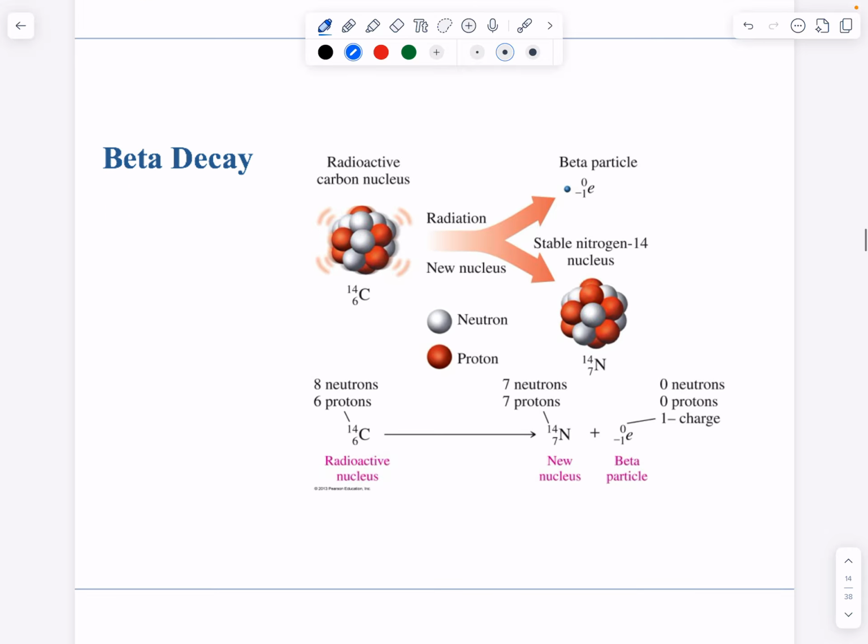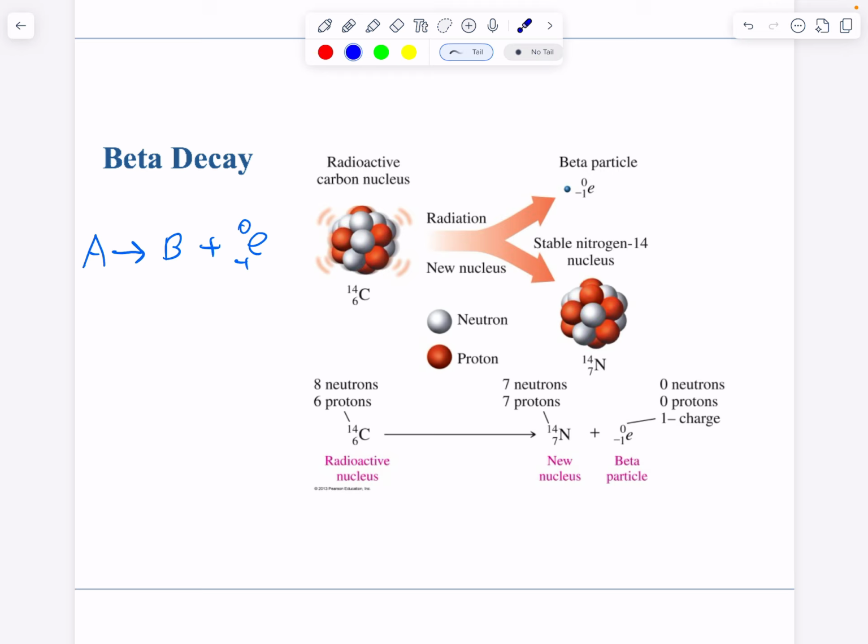Beta decay, the same concept. A is going to decompose and produce something else plus a beta or electron. Now you can see here the carbon decomposes into nitrogen plus an electron. Double check: 14 on the top, 14 plus 0, 14; 6 on the bottom, 7 minus 1, 6. Okay, same example, let's do it again.